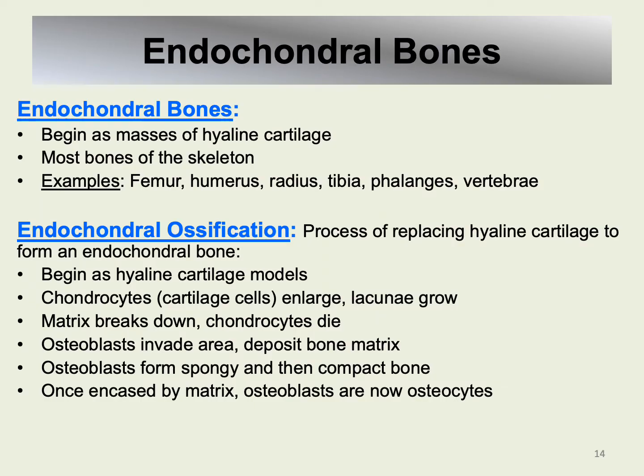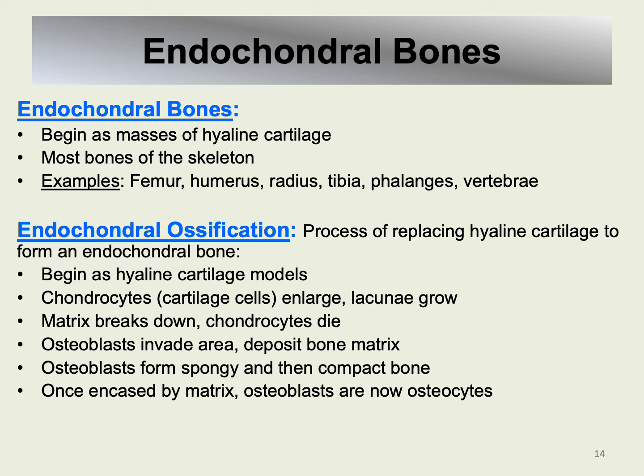Endochondral bones begin as masses of hyaline cartilage. Most of the bones in our skeleton are made by endochondral ossification. Good examples are all the long bones: the femur, the thigh bone; the humerus, the arm bone; the radius and ulna, which are the forearm bones; the tibia and fibula, the bones found in the leg; and the phalanges found in our fingers. The vertebrae are all irregular bones, but they are made by endochondral ossification.